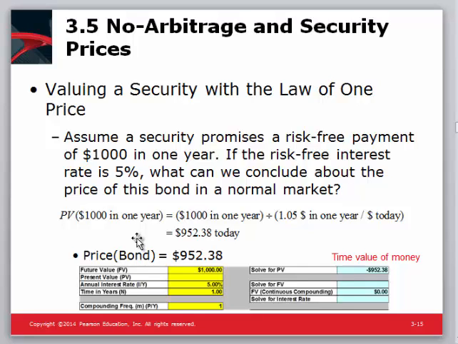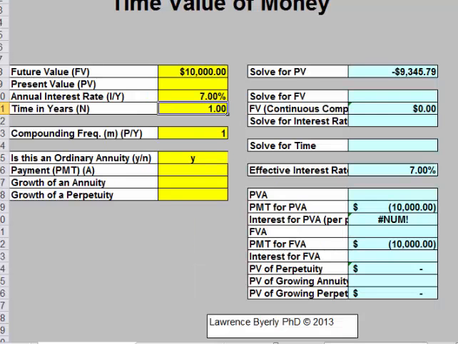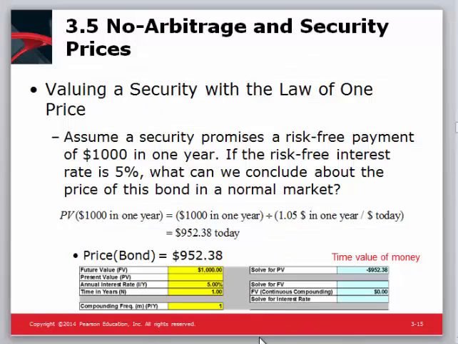Value the security with the law of one price. Again, let's assume we have a security that has a risk-free payment of $1,000. The interest rate is 5%. What should that price be? Again, we can go back to our time value component and plug in. We have something for $1,000, and the risk-free rate is 5%. That asset should have a price of $952.38. That is the price that we would expect to pay for that.